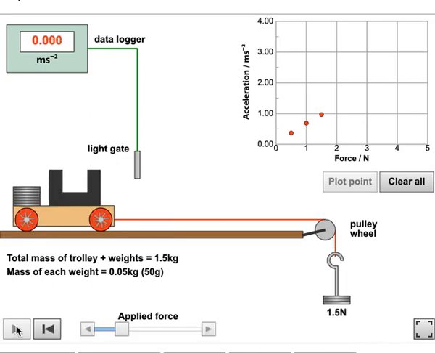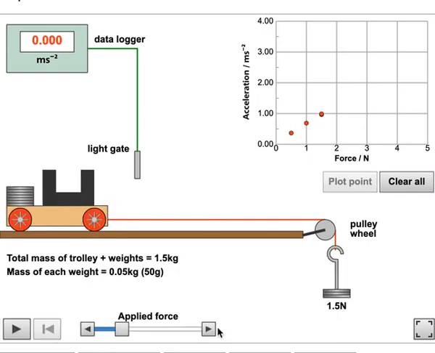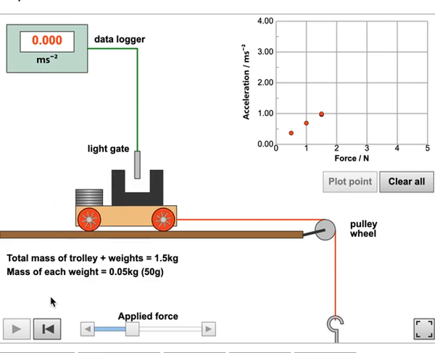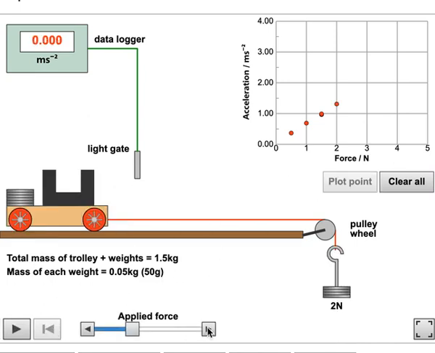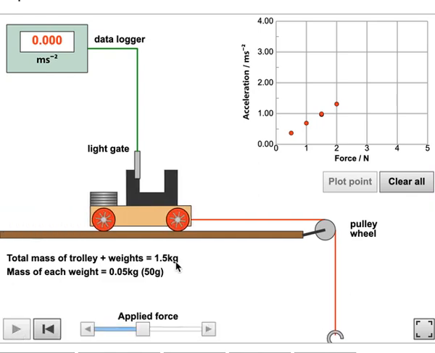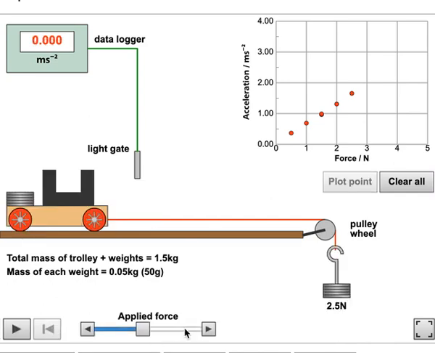Now, obviously, if this was your required practical, then what you would do is fill in a table of results each time you did this. So for 2 newtons, it was 1.309 meters per second squared. And then you would plot the graph after. So 2.5 newtons now is 1.656.